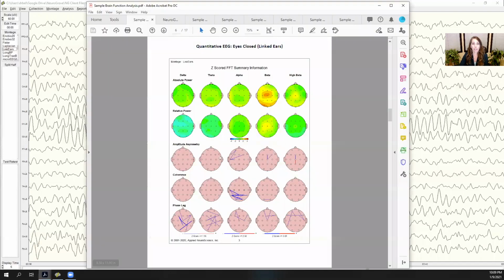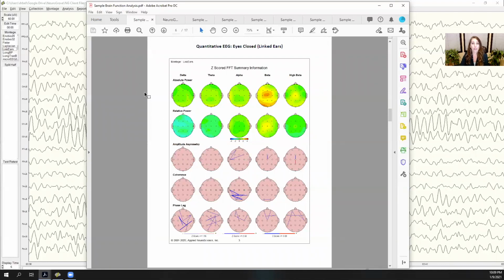Okay. So the next step is we are taking what we find in your raw EEG, and we are comparing that to others your age who are high functioning individuals. So these are people who have been tested for neurological and psychological impairments, and they've been found to be very healthy.